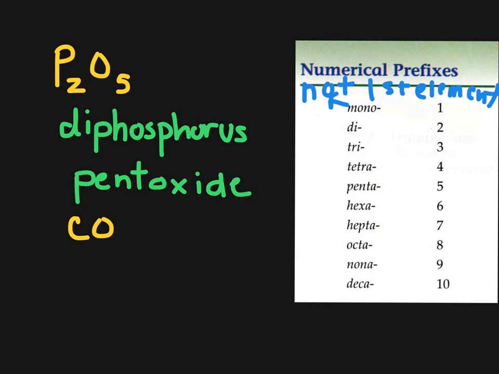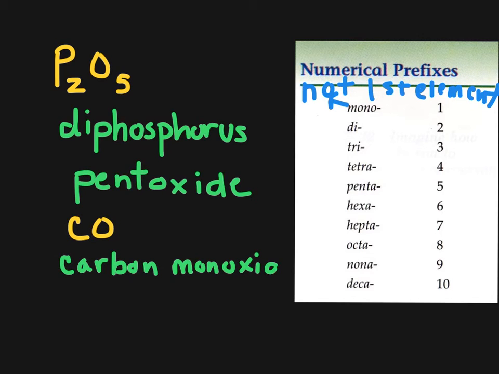We use the prefixes other than mono for the first element. You might be wondering why, and that's because there are so many compounds in which the first element has only one atom involved, so we don't use the prefix mono because it would become redundant. We will, however, use mono for the second element. So let's take a look at this compound, CO. We don't use mono for the first element, so we're just going to call it carbon. Now we do use mono for the second element, so this is carbon monoxide.